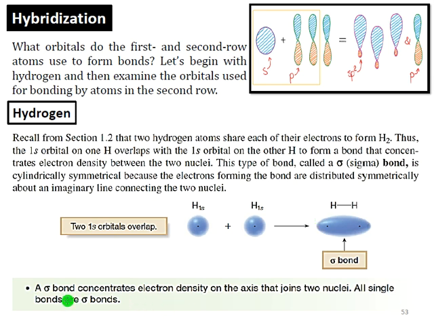A sigma bond concentrates electron density on the axis that joins the two nuclei. All single bonds are sigma. Okay, don't forget that. All single bonds are sigma bonds. Okay, this type of bond, overlap of an s orbital with another s orbital, we call a sigma bond.